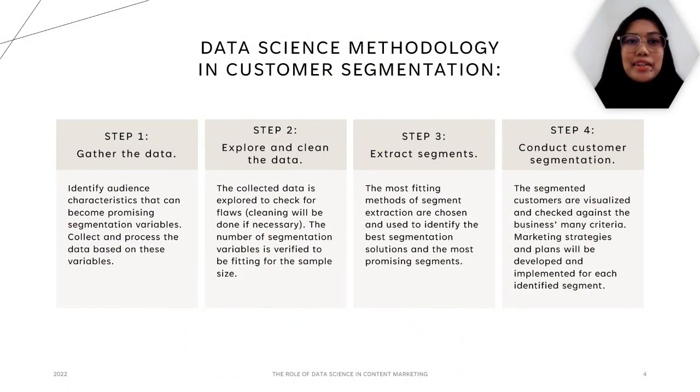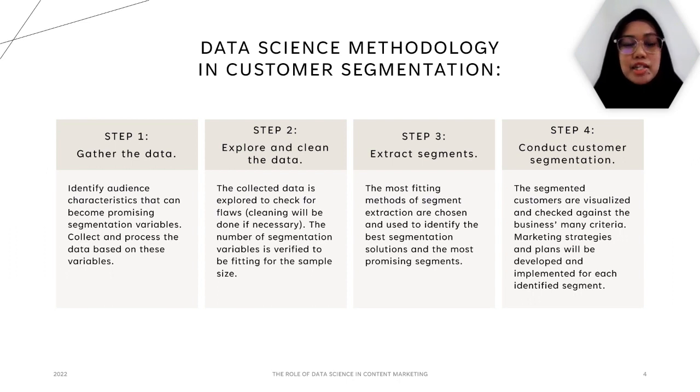Here's how we can apply data science methodology to market segmentation in 4 steps. Step 1. Gather the data. The audience characteristics that can become promising segmentation variables have to be identified. Alongside the segmentation variables, descriptor variables should also be defined since they will be used to understand the segments better. This data is then collected and processed. Be careful to minimize data contamination from biases and other sources of systematic errors.